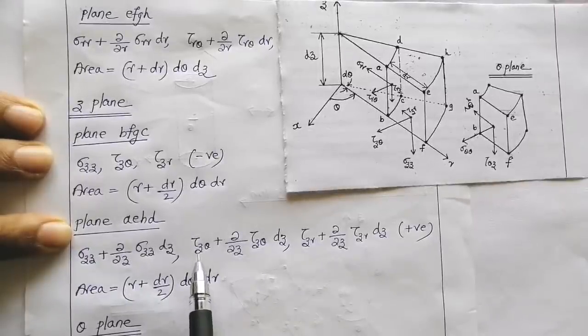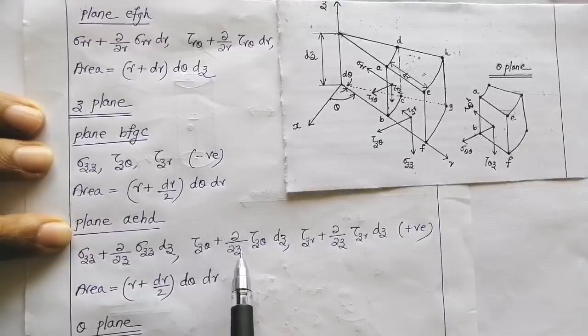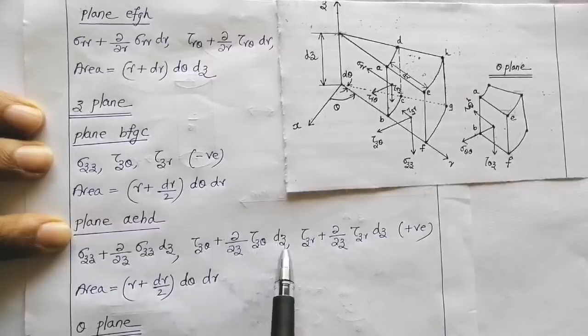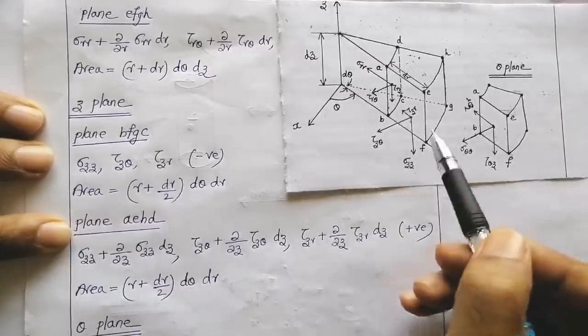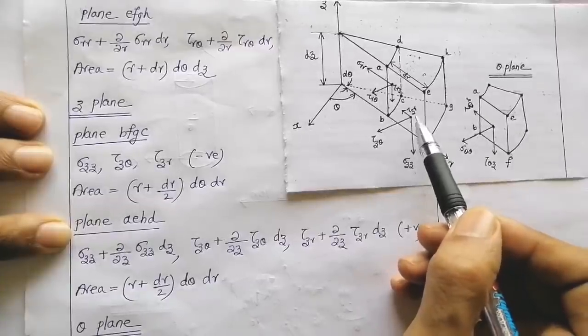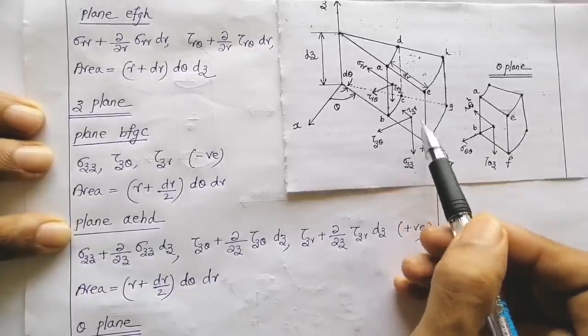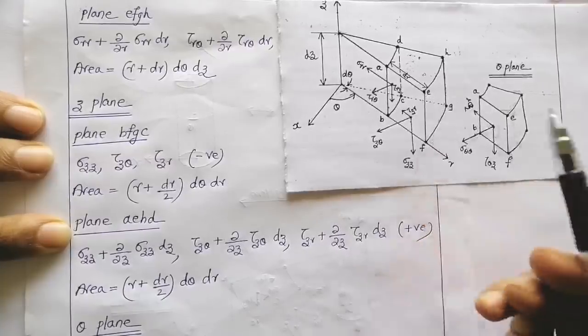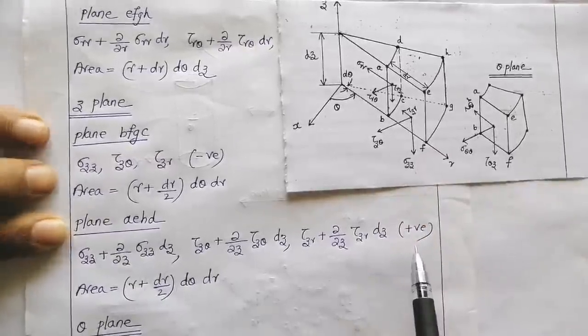Let us analyze tau Z theta. Tau Z theta plus dou by dou Z of tau Z theta, times how much distance I am travelling? dz, because it is the same plane. I am just taking the positive plane, travelling from the negative plane to the positive plane, that is, through dz alone. So, all these three stress components are positive.